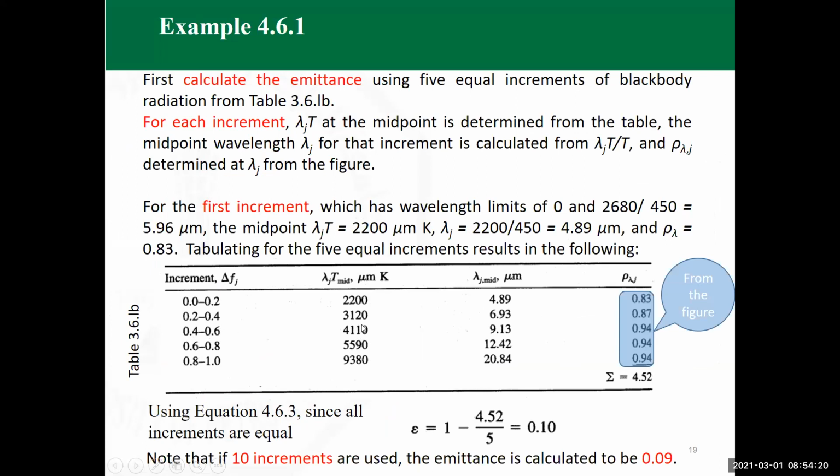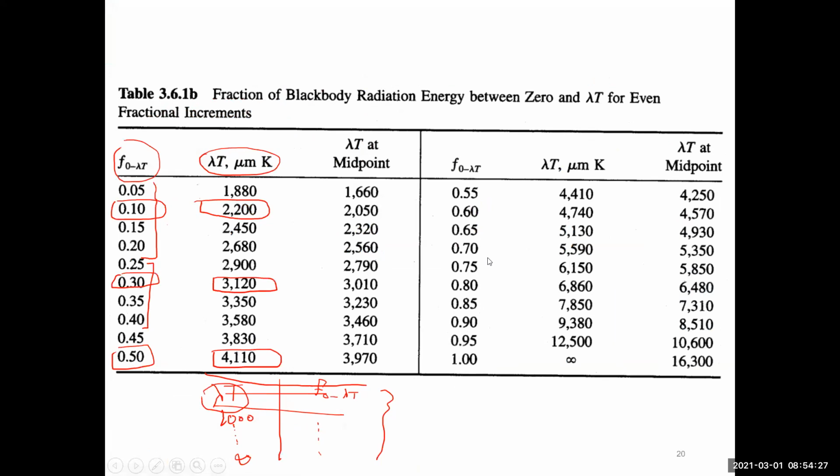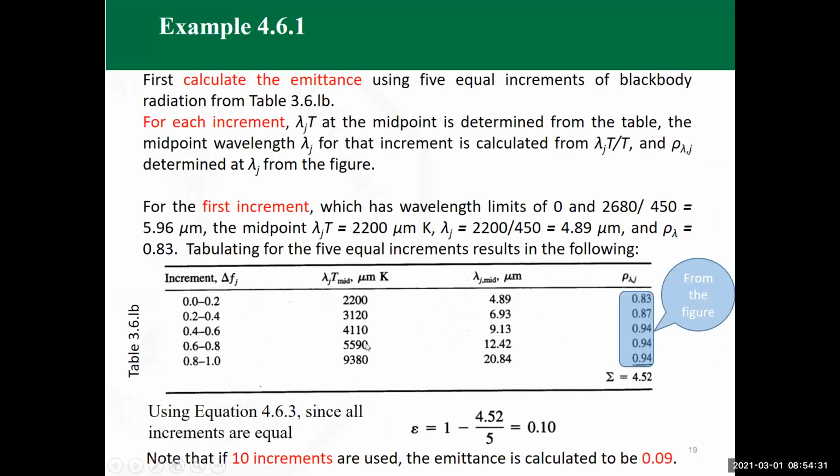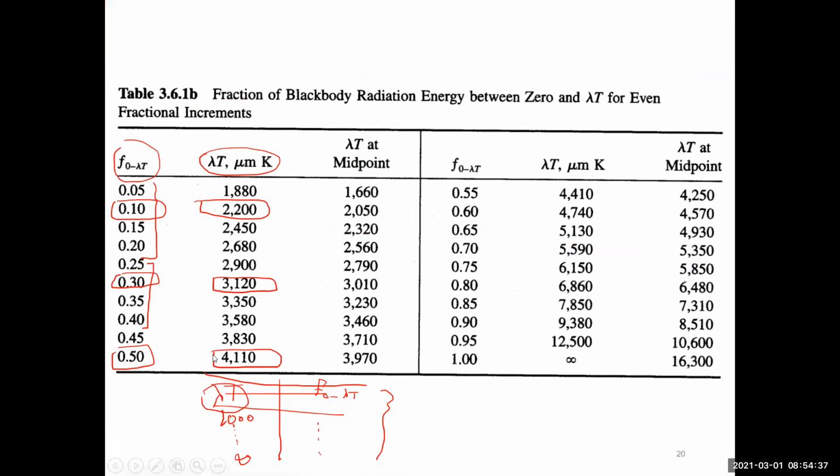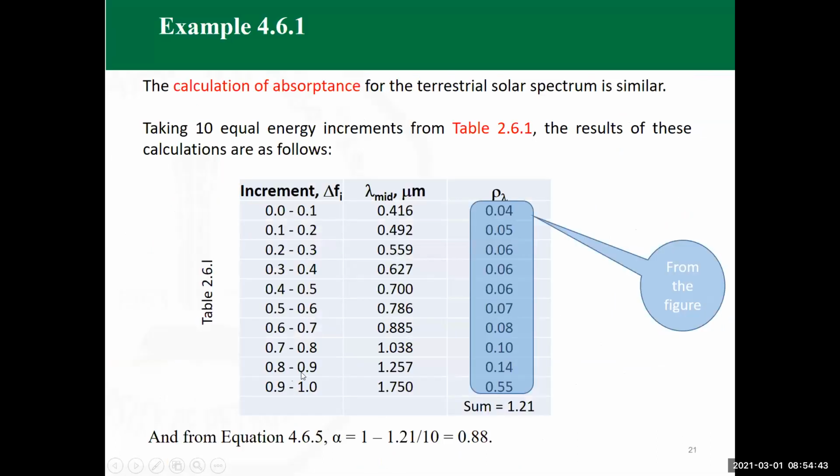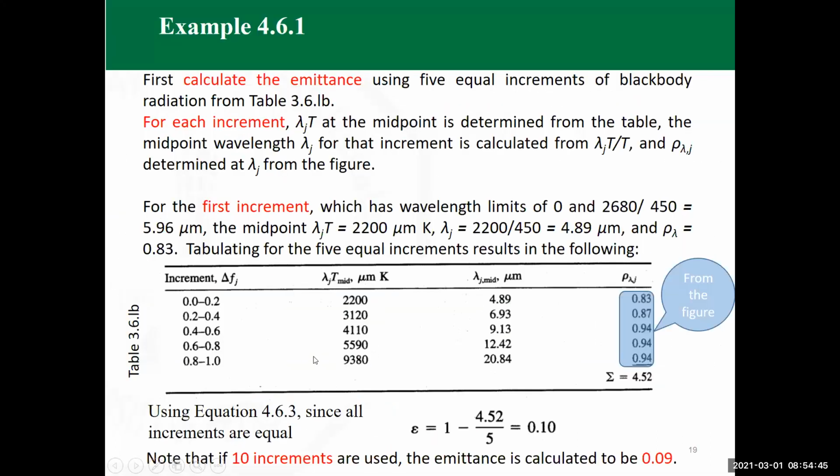We get the corresponding lambda T. From 0.6 to 0.8, the mean value is 0.7, so we take the 5590 from here. And lastly, from 0.8 to 1, the mean value is 0.9, and for 0.9, the corresponding lambda T is 9380. So this is basically what we have done here.